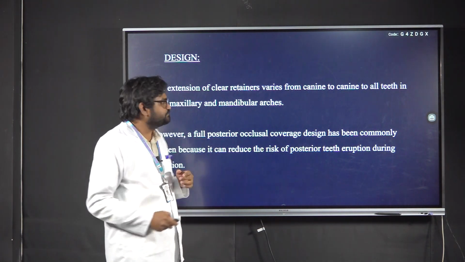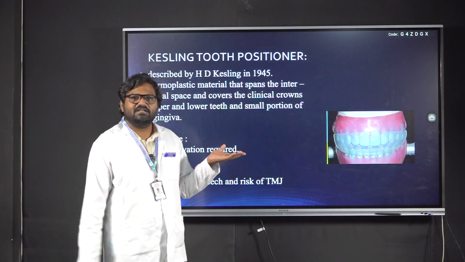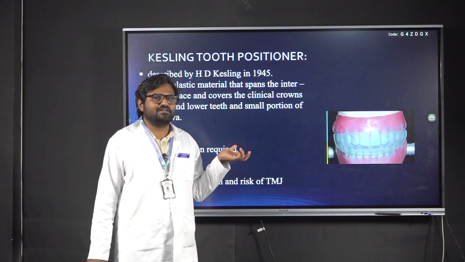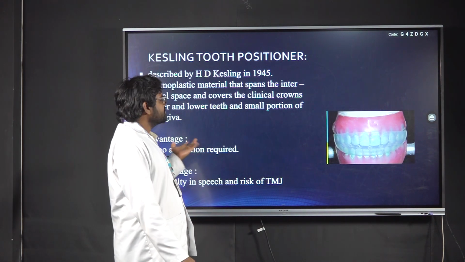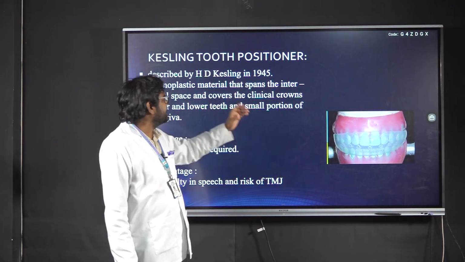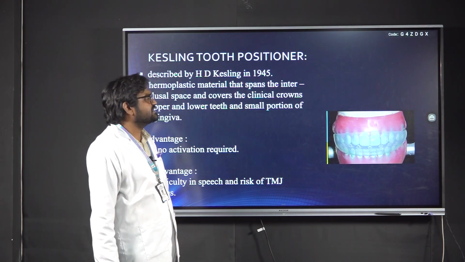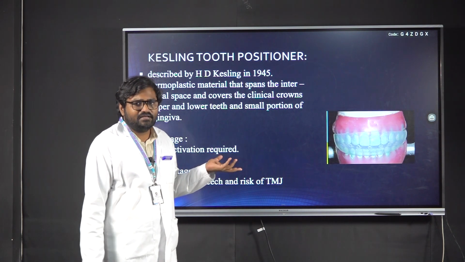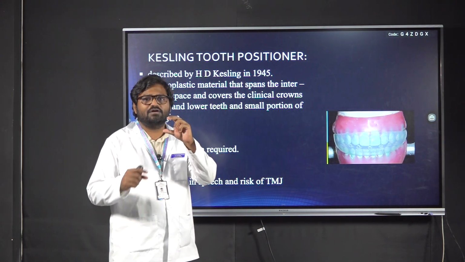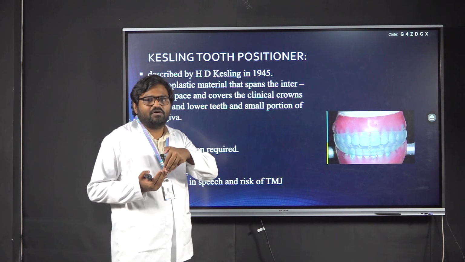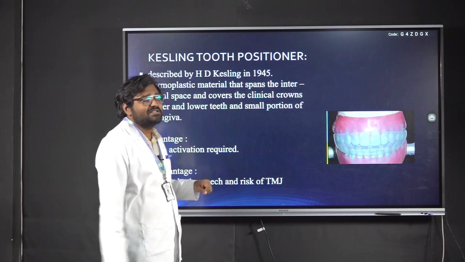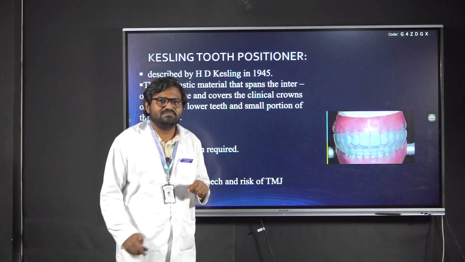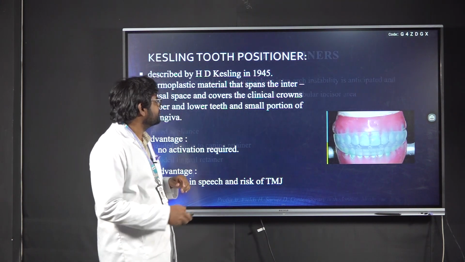And similar to a clear or Essix retainer, you have a Kesling tooth positioner, which is similar, but it's like a splint where you have a thermoplastic material that spans the interocclusal space. The advantage is no activation is required. Yes, the patient has just to wear it. It's like a single block, like a bite block, like a mouth guard. But the disadvantage is it can cause TMJ problems and some discomfort to the patient.